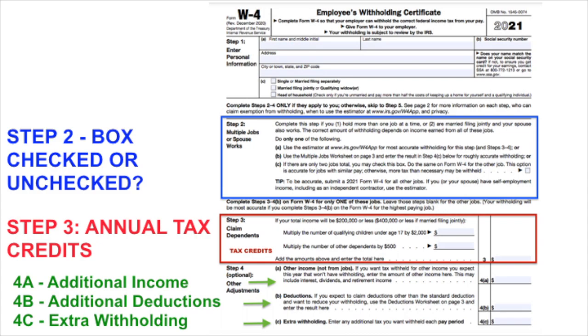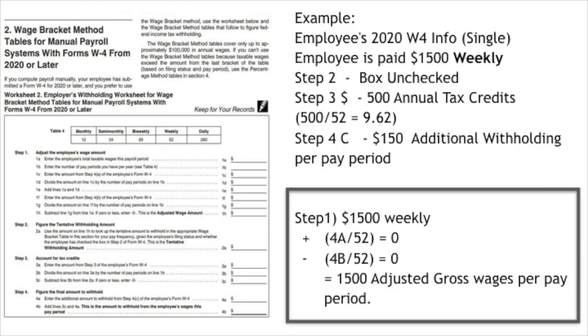Step 4 has 3 parts. In 4A, the employee indicates additional annual income, maybe from other jobs or outside jobs. In Step 4B, he enters the additional annual deductions. And in Step 4C, he indicates the additional withholding per pay period. Now let's look at our first example.